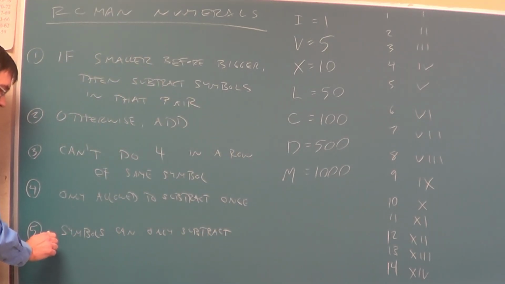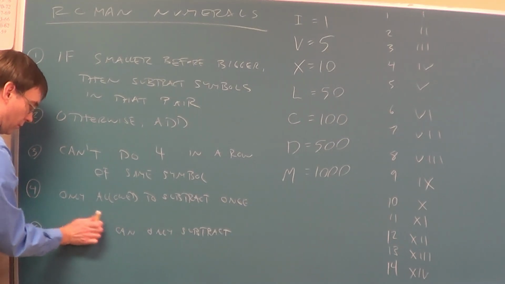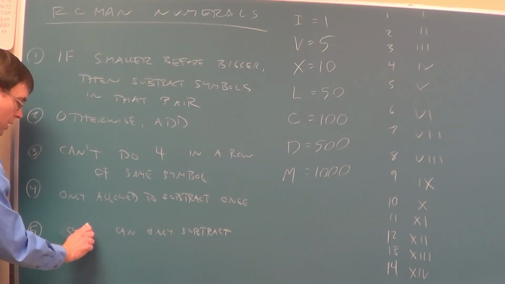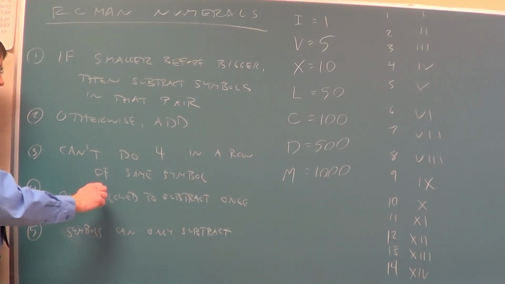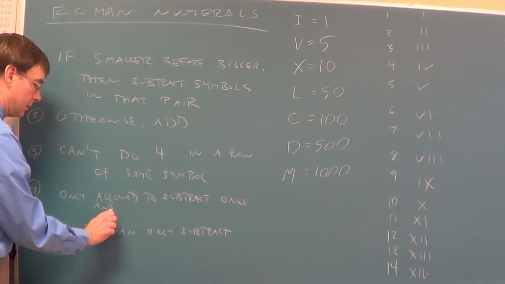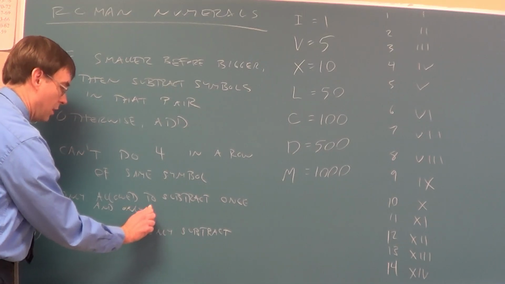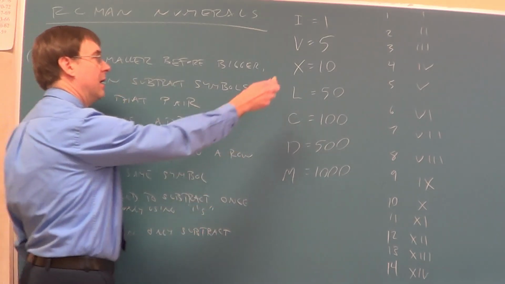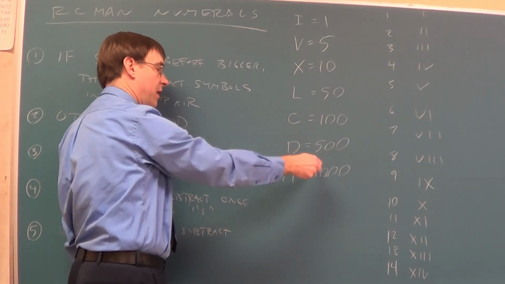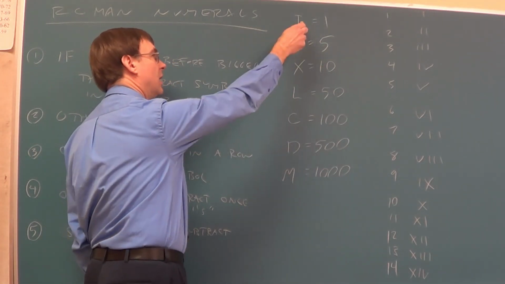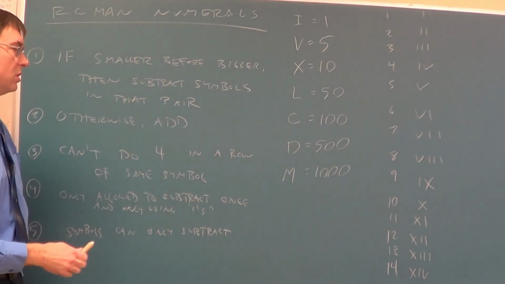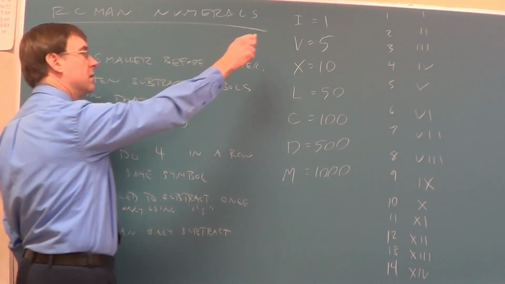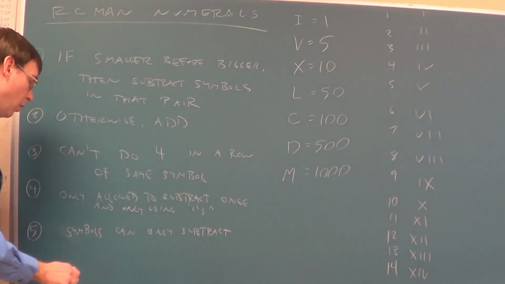Let's change this a little bit. I'll leave it there. I'm going to change the rule above it. You're only allowed to subtract once, and only using the ones, by which I mean 1, 10, 100, 1,000. The symbols that have ones in them can subtract from other symbols. You can never subtract using the 5s. That's just not a thing. But the ones can subtract from the other symbols.